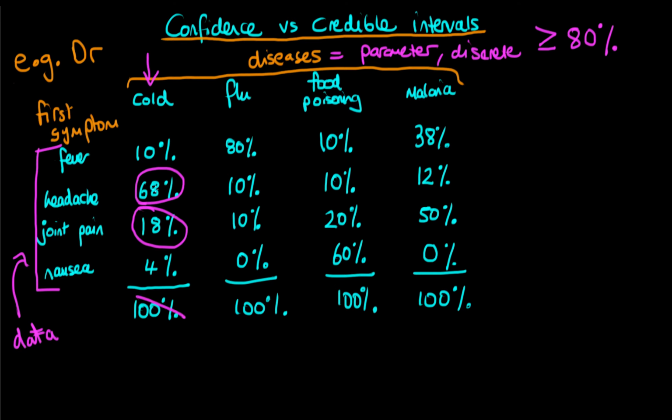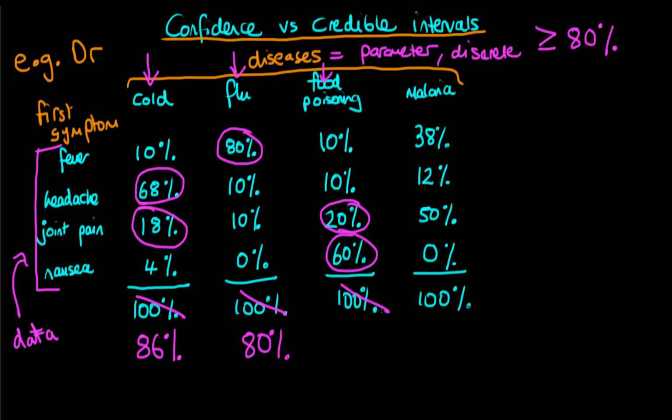So in the case of a cold, I've circled headache and joint pain here, and we see that if we add these two quantities together, we get 86%. So that is greater than or equal to our threshold here. Next, considering the flu case, here we only need to circle one of these numbers, which corresponds to fever, because then we obtain 80% exactly. After that, we consider food poisoning, and we can obtain 80% exactly if we circle the numbers which correspond to joint pain and nausea. And so now we get 80%. And then finally, we consider malaria.